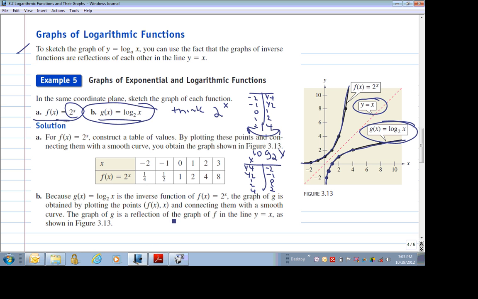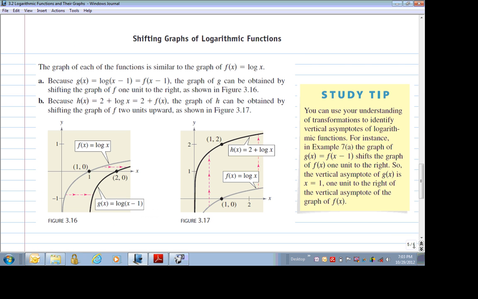Let's move on. You'll be graphing some in your classwork tomorrow. All right, let's talk about shifting graphs of logarithms. Well, the nice thing about shifting graphs of logarithms is we're really talking about transformations again. And here's a study tip for you over here that I think is really important. You can use your basic understanding of transformations to identify vertical asymptotes of the logarithm functions. And you'll see an example here.